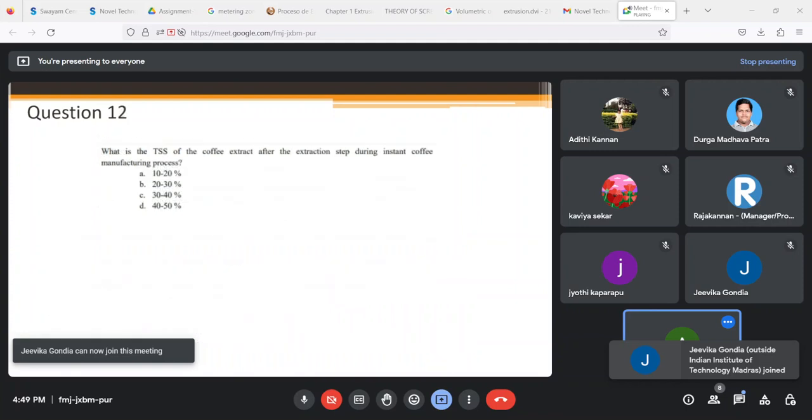So moving to question 12. What is the total suspended solids of the coffee extract after the extraction step during the instant coffee manufacturing process? So you have the extraction step, and then comes the filtration step. So what is the total amount of suspended solids that you have in the extraction step? So after the extraction step in the instant coffee manufacturing process. Any clue?